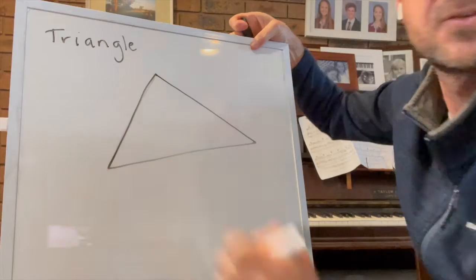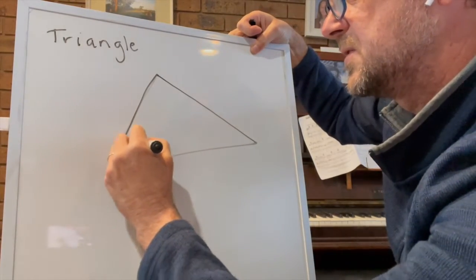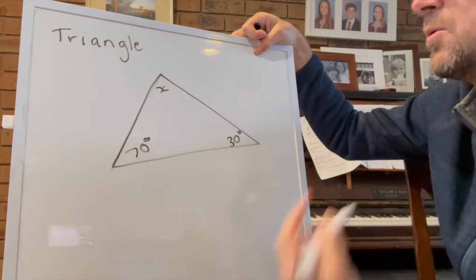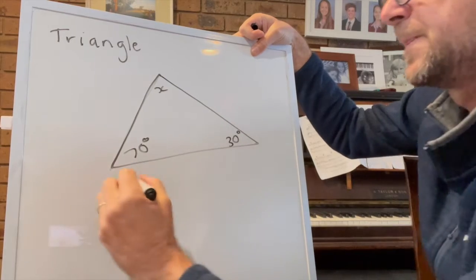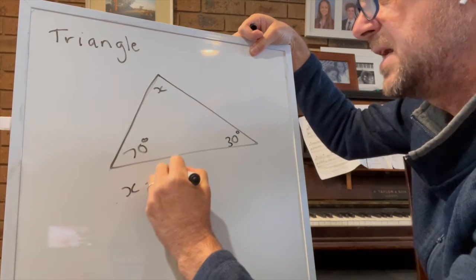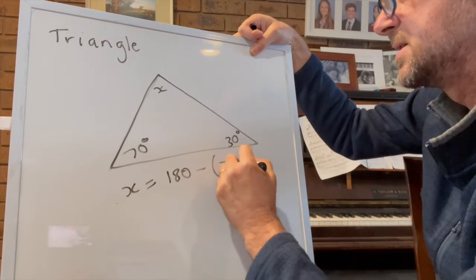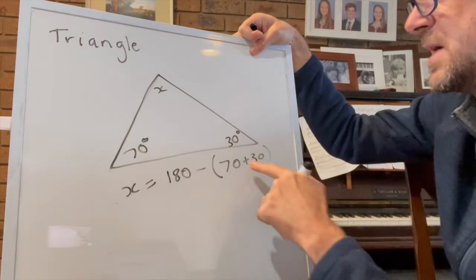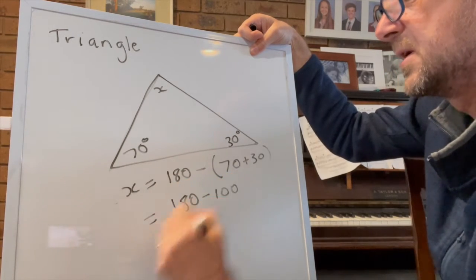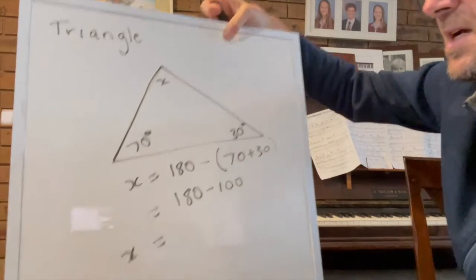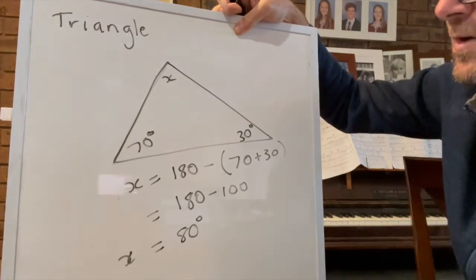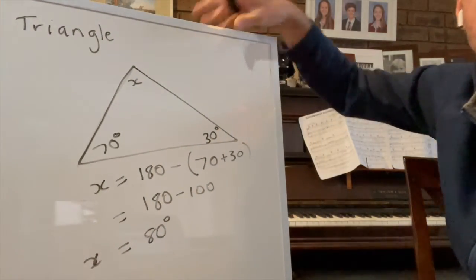angles are. In this scenario, we're given 70 degrees here and we're given 30 degrees here, and we're trying to find x. What we know here is that x is going to be equal to 180, which is the total, take away 70 plus 30. So we add those two together, that gives us 100. So 180 take away 100 is going to leave us with the x angle, which in this case is going to be equal to 80 degrees. So those internal angles must always add to 180.